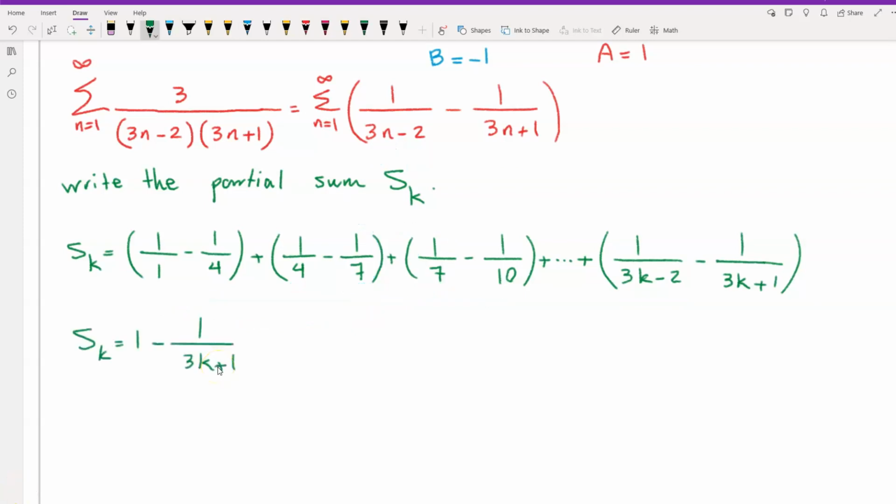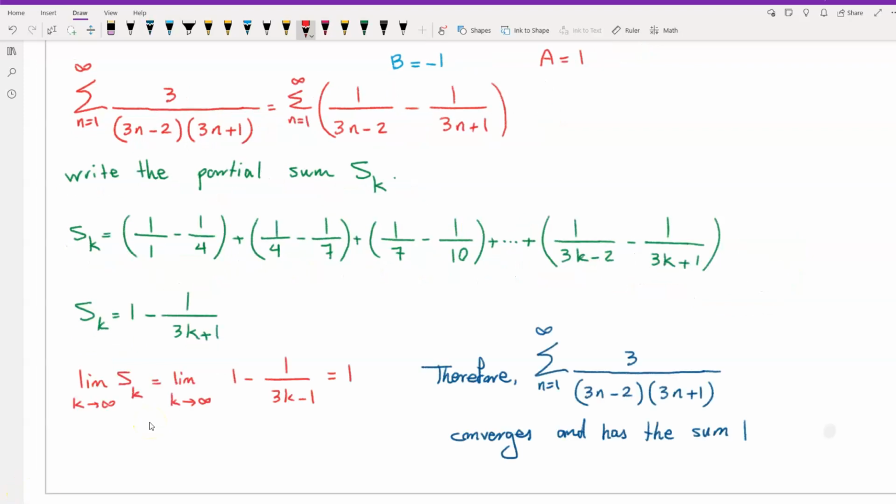So removing these parentheses and then simplifying, what we have for s of k is equal to 1 minus 1 over 3 times k plus 1. So these cancel. And what's left is the first and the last part.